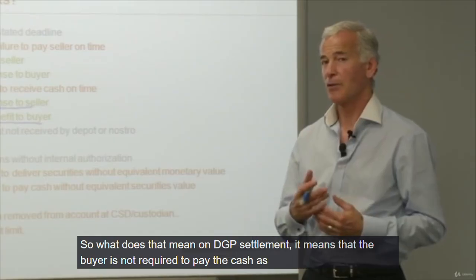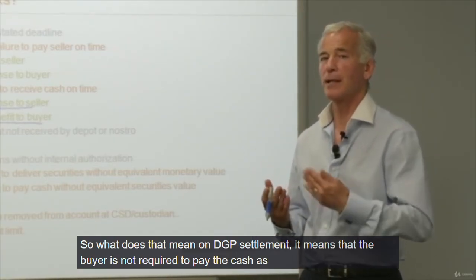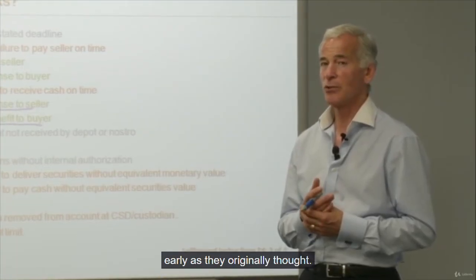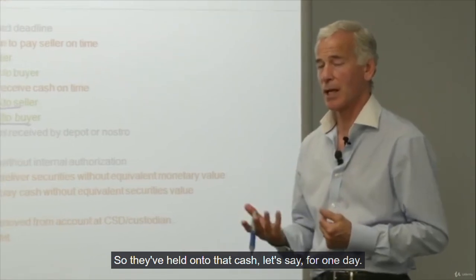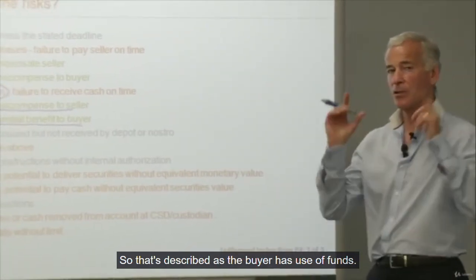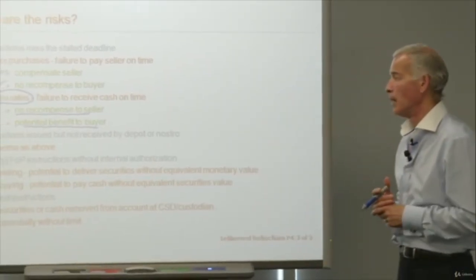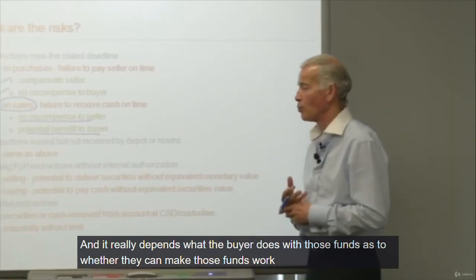So what does that mean on DVP settlement? It means that the buyer is not required to pay the cash as early as they originally thought. So if it settles on value date +1, they've held on to that cash, let's say, for 1 day. So that's described as the buyer has use of funds. And it really depends what the buyer does with those funds as to whether they can make those funds work for them.